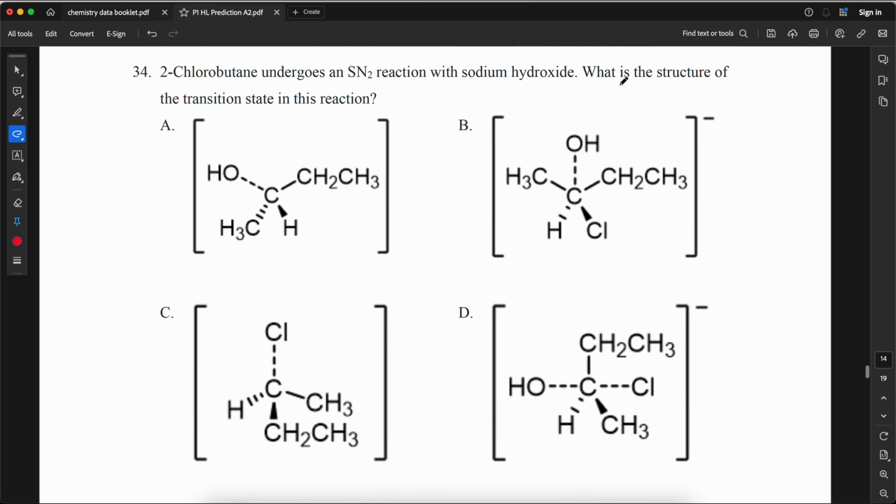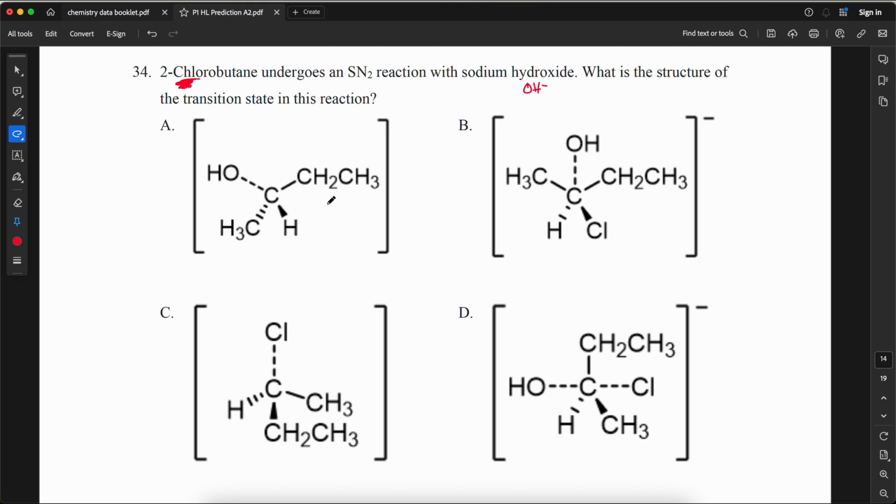2-chlorobutane undergoes an SN2 reaction with sodium hydroxide. What is the structure of the transition state in this reaction? Okay, when it is the transition state, it will contain both the leaving group, which is chloro, Cl, from 2-chlorobutane, and then OH minus. So it will contain both OH minus and Cl as a transition state.